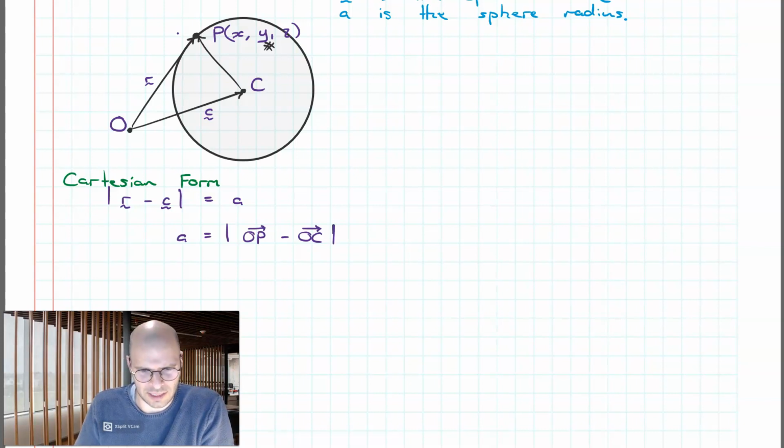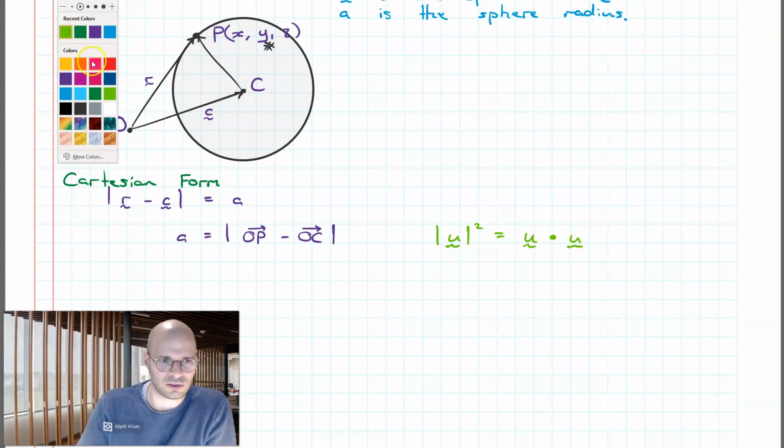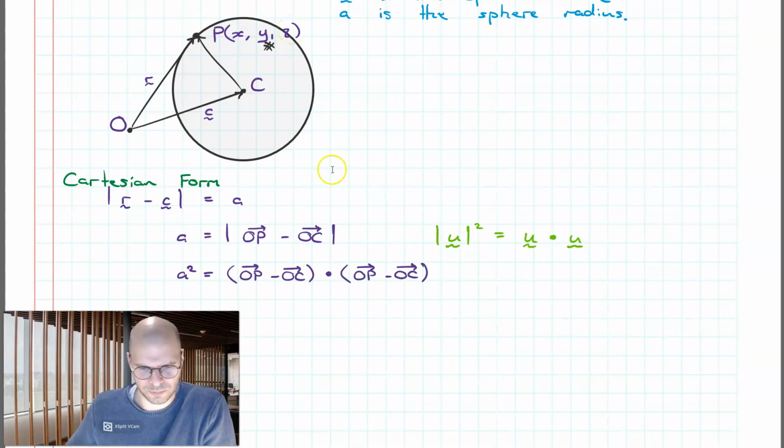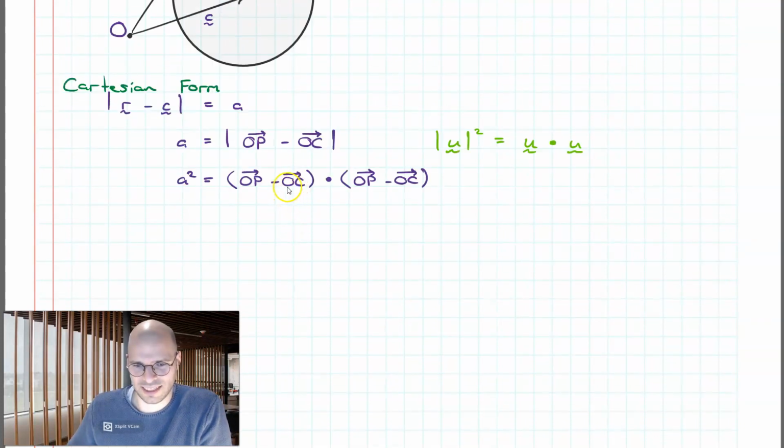Alright, now next step, we are going to employ one of the identities that we have, which is that the square of the absolute value of a vector is the same as the dot product of the vector with itself. So let's say the absolute value of vector u squared is the same as vector u dot u. Doing this, what this will turn into is A squared, as shown.